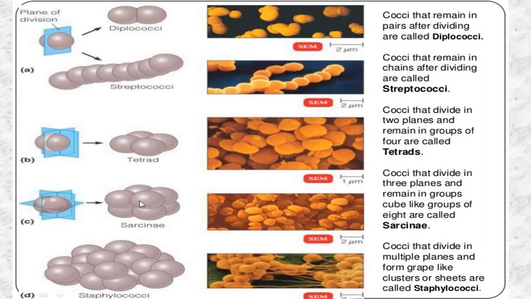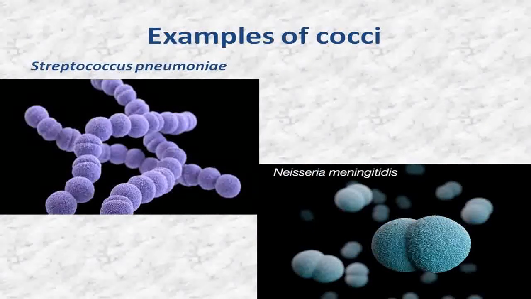And if it divides at three planes, two vertical divisions at right angle to each other, and the third one at horizontal plane, then it is called sarcinae. And if it keeps on dividing irregularly, it forms a grape-like cluster or sheets of cells, it is called staphylococci. These are the examples of cocci. Streptococcus pneumoniae is in the form of chains of cells, so that is streptococcus. And Neisseria meningitidis is diplococci.